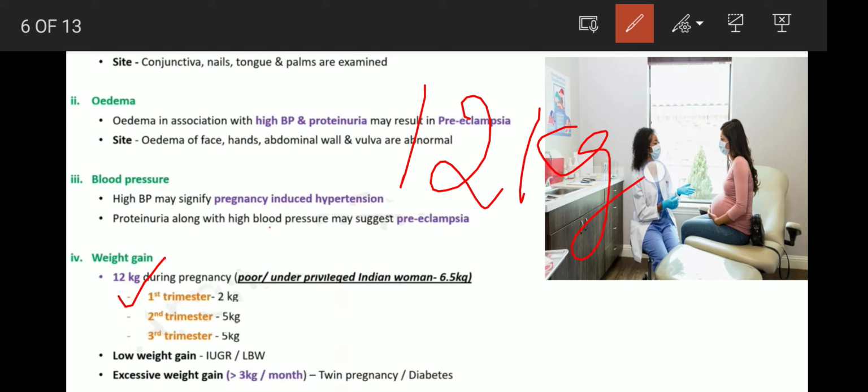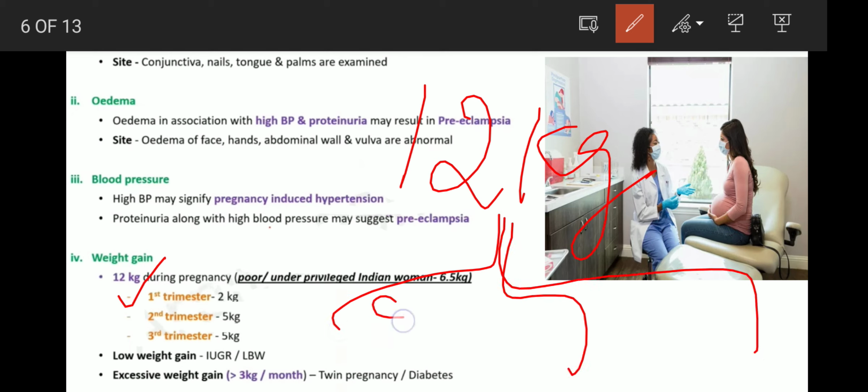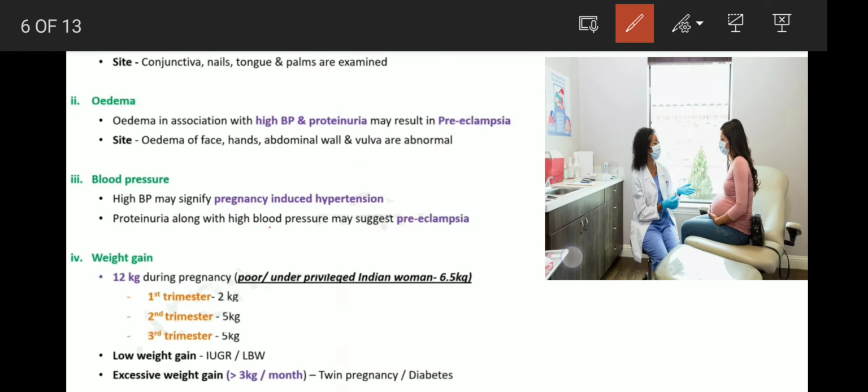How have they divided the 12 kgs? In the first trimester, 2 kgs. In the second trimester, 5 kgs. In the third trimester, again 5 kgs. So we see that the mother is likely to gain 2 kgs in the first trimester, 5 kgs in the second, and another 5 kgs in the third trimester.